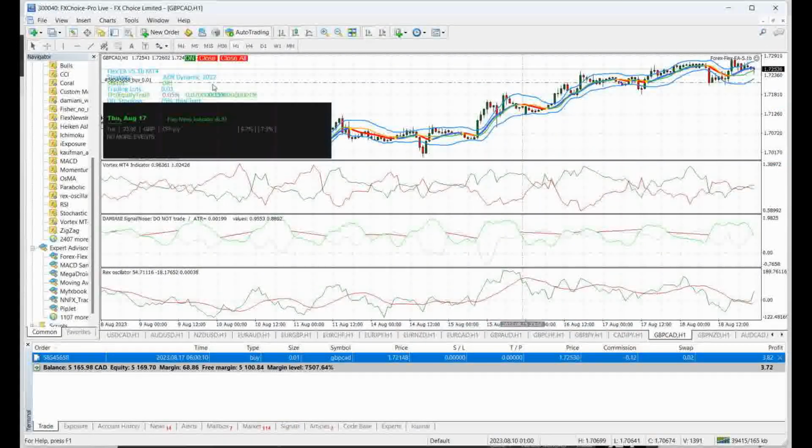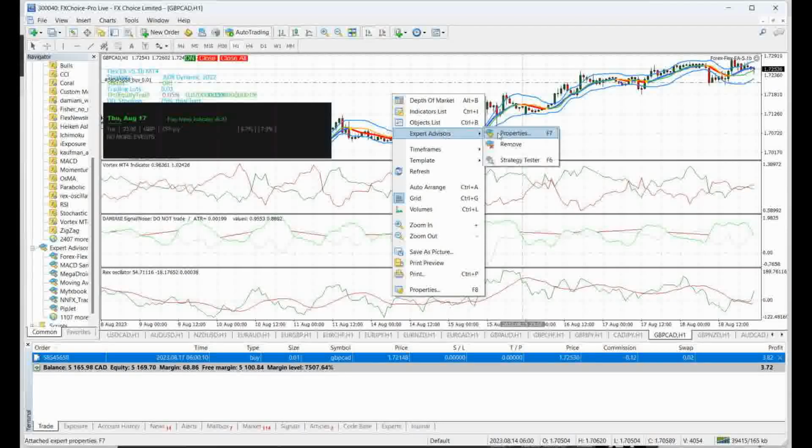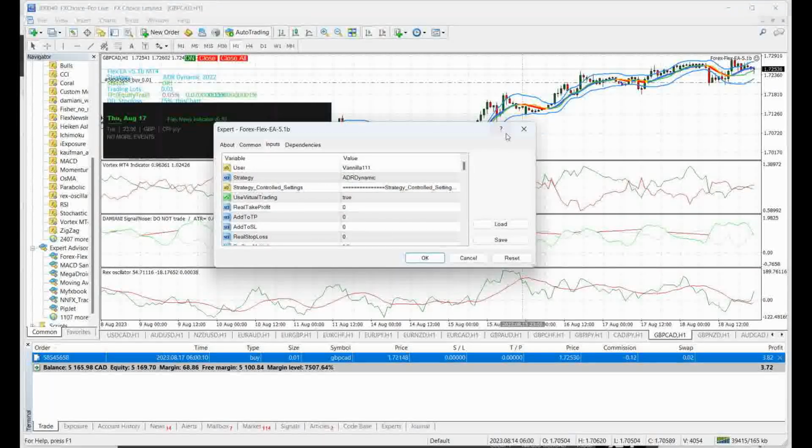Now this is my EA. One of the things that I really like about it is this news indicator right here. I can put a news indicator up and I can prevent myself from entering or exiting during major news events. I can exit beforehand. And as you can see, there are a ton of settings here.